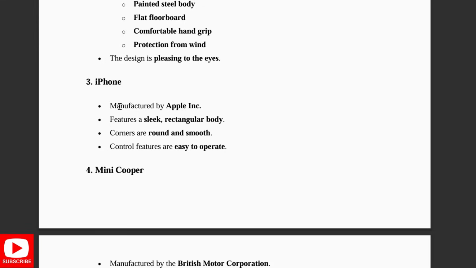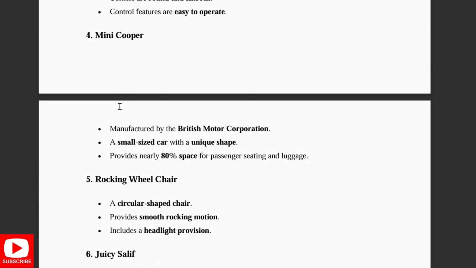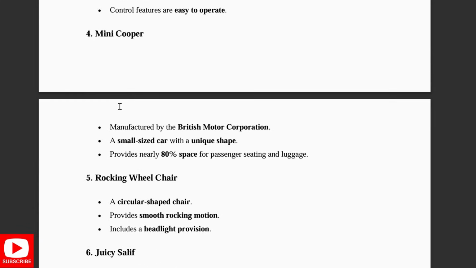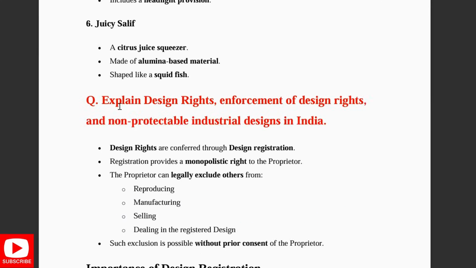and it is easy to operate. Mini Cooper is manufactured by the British Motor Corporation, a small-sized car with a unique shape. It provides nearly 80% of the space for passenger seating and luggage. Rocking wheelchair: a circular-shaped chair that provides a smooth rocking motion and includes a headlight provision in the wheelchair. Like this, that is done.